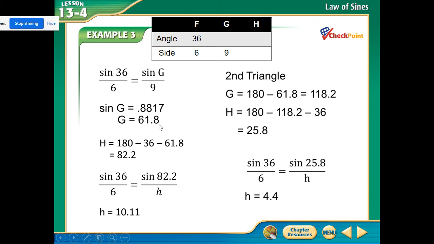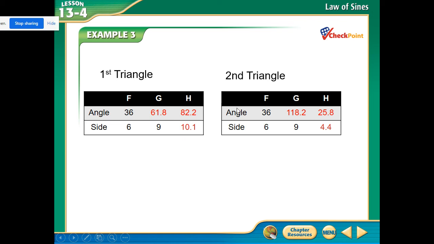Now what we do with our second triangle is we take this 61 and we subtract it from 180, giving me the 118. And notice that's going to be an obtuse angle all the time. That's my g value for my second triangle. 180 minus the 118 and the 36 gives us 25, a very different value for h in the 2 different triangles, right? Otherwise, the formula is the same. Sine 36 over 6 equals sine 25.8 over h, and h ends up being 4.4. So doing that, we end up with the 2 different triangles. This one here and this one here, and both are valid.